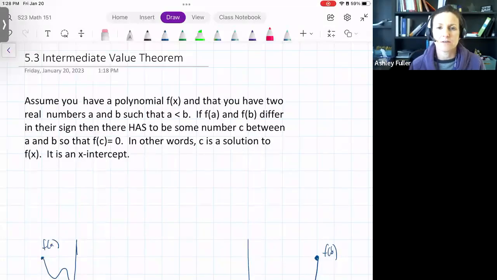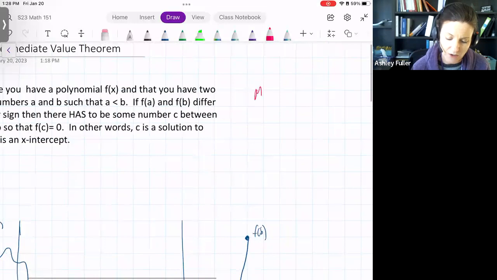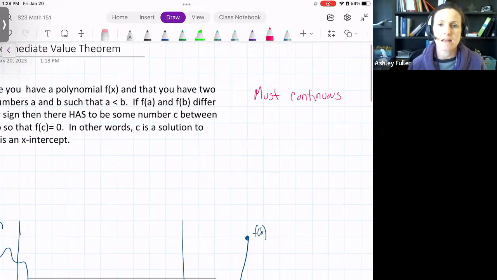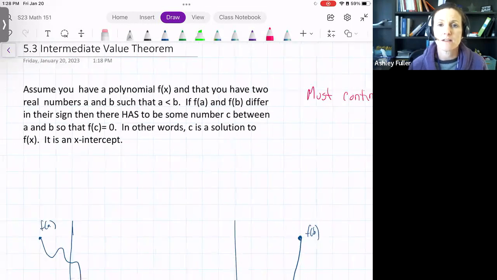The intermediate value theorem plays a big role when you get into calculus. One of the things that we're going to use it for here is to verify that a solution exists between two numbers. One of the big assumptions that we have to make with the intermediate value theorem is that the function is continuous. If you remember correctly, we talked about in the part where we were solving inequalities that if we knew the sign changed, it had to cross the x-axis. Well, the same thing occurs here.